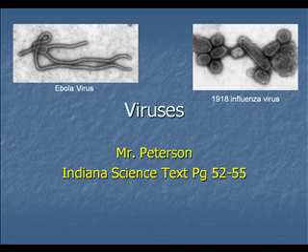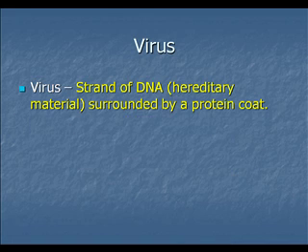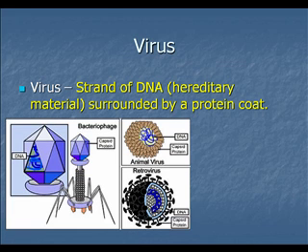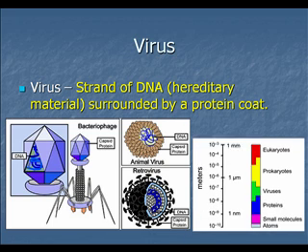In today's podcast, we're going to talk about viruses. That's from page 52 through 55 of your Indiana Science textbook. Viruses are basically strands of DNA, which is hereditary material surrounded by a protein coat. Here are three very basic shapes of viruses. You can see that all three have very similar structures, which is the protein outer shell, and the DNA is located inside of that protein coat.